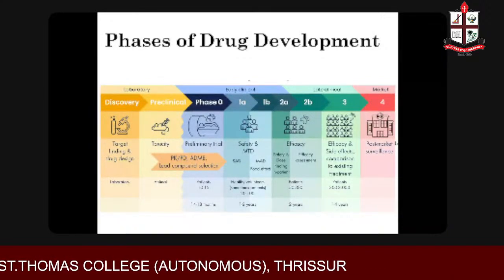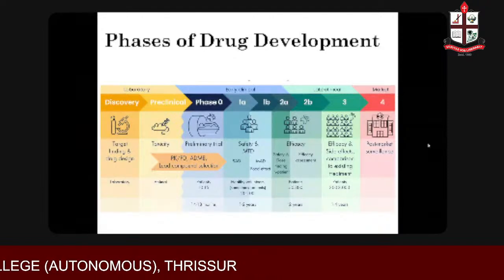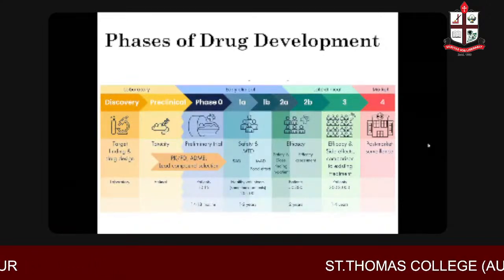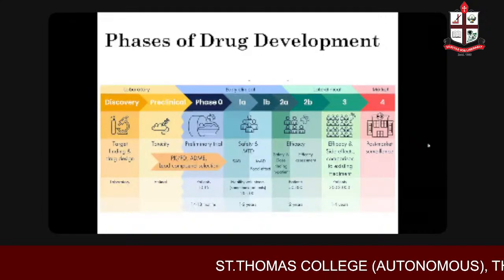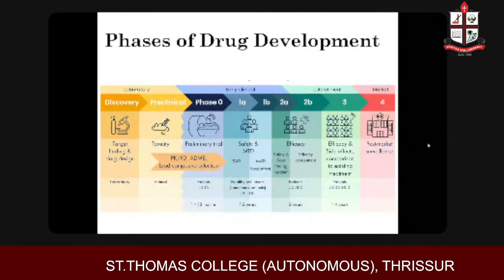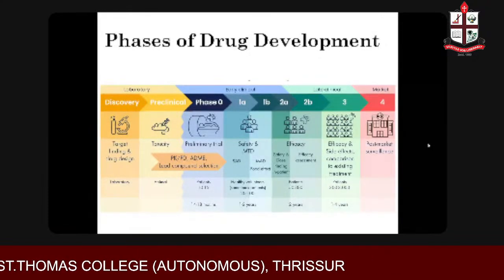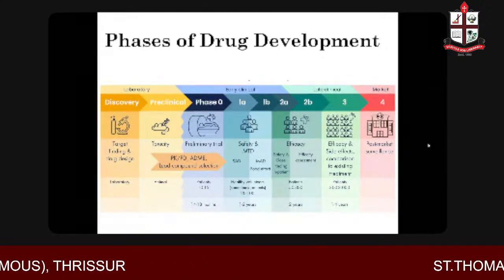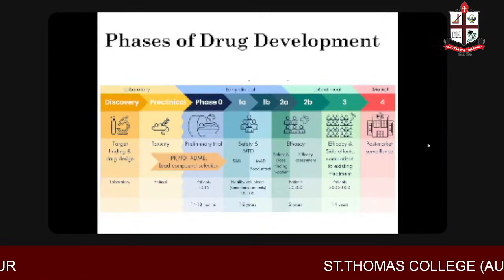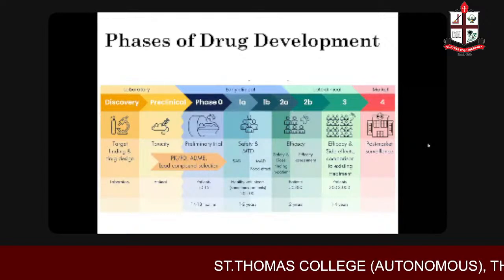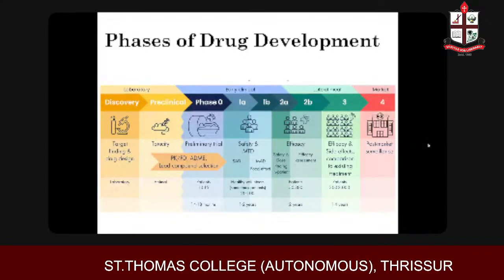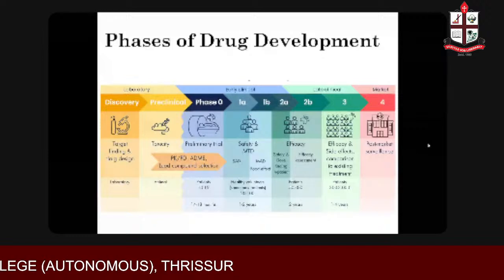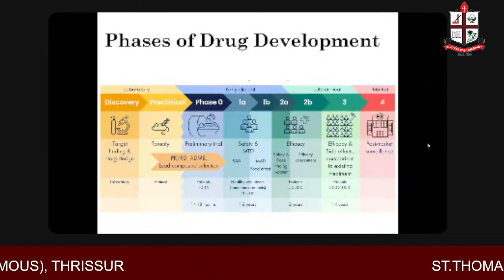Even after coming to the market, there will be post-marketing experiments. Though in phase 2 and phase 3 we are collecting the safety information, only post-marketing will give the exact long-term safety information about the drug. We have noticed some drugs with serious adverse events after release to the market, and they will be withdrawn from the market if necessary. So these are the phases of drug development.